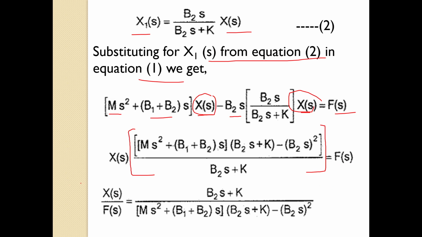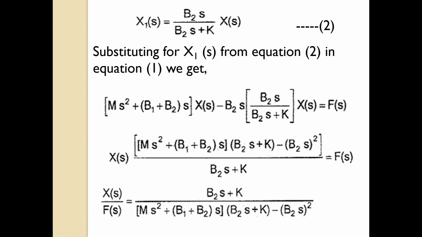So what is the transfer function? Laplace of output, X of s by F of s, is equal to b2 s plus k divided by ms square plus b1 plus b2 into s into b2 s plus k minus b2 s square. So this is our transfer function. Okay, so we have got the transfer function.